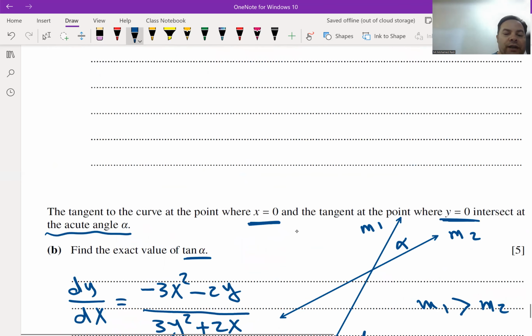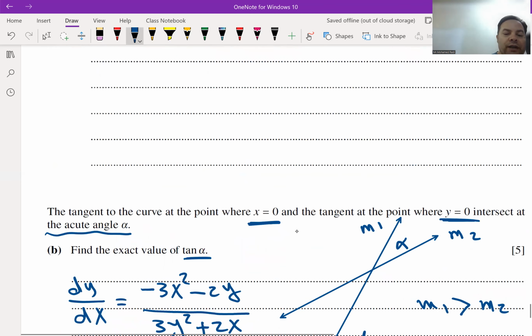And the tangent at y equals 0. At y equals 0, x equals what? Same way, back to the original equation, just remove y and write 0. If y is 0, x cubed equals negative 8. By taking the cubic root, x will be negative 2. So the point is negative 2 and 0.